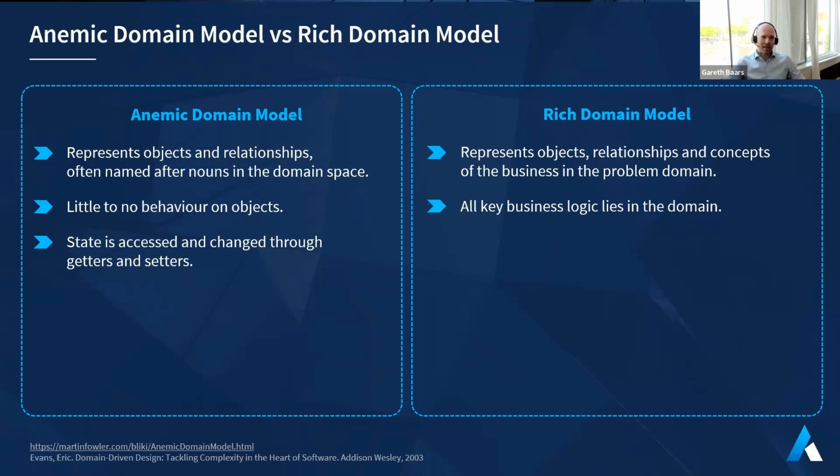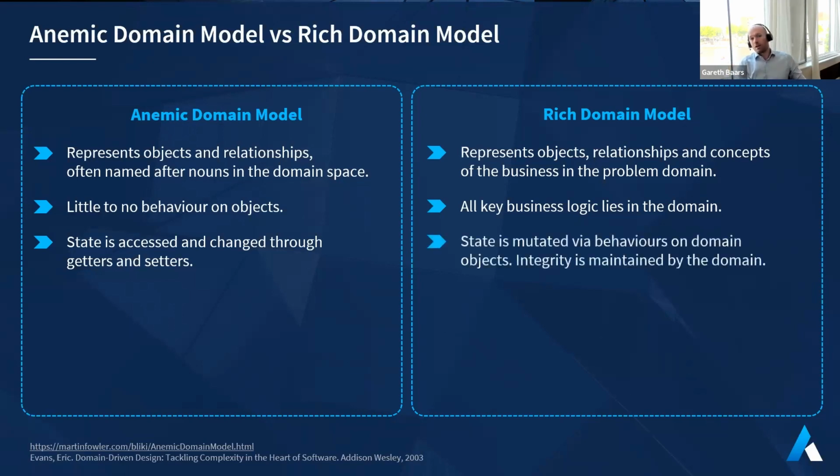So state is accessed through getters and setters for an anemic domain model, whereas on a rich domain model, the state is mutated via behaviors on the domain objects, and integrity of the domain is maintained within the domain. Okay, within that aggregate, all the invariants and so on and so forth will be enforced. And so one of the things I used to repeat when I was working with my teams in the DDD space is that the domain can never go into an invalid state.